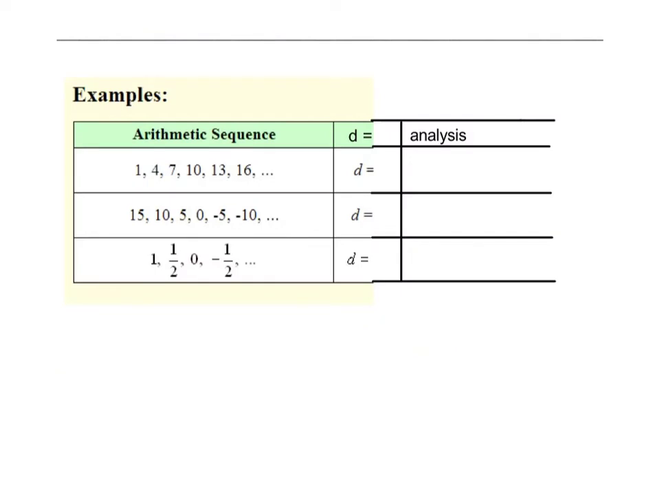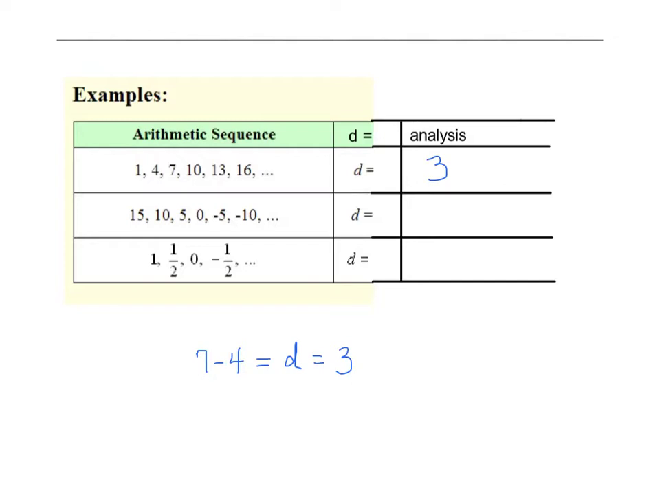To find the common difference of an arithmetic sequence, sometimes it's very obvious. Looking at the first one, you can see that you're adding 3 each time, and that's pretty easy. But if you take one term and subtract from it the previous term, the difference of the two is the common difference, which is 3.